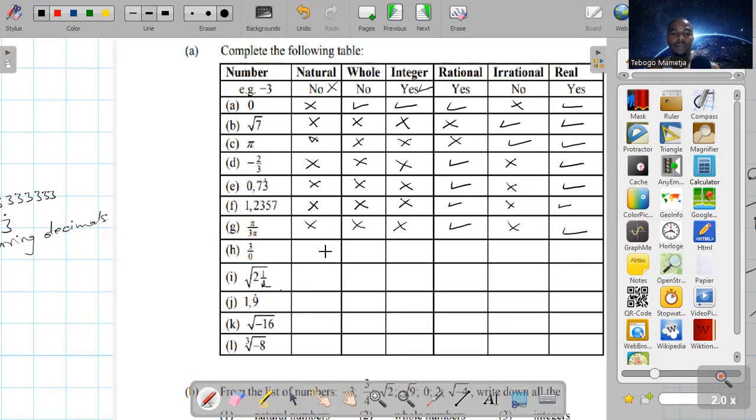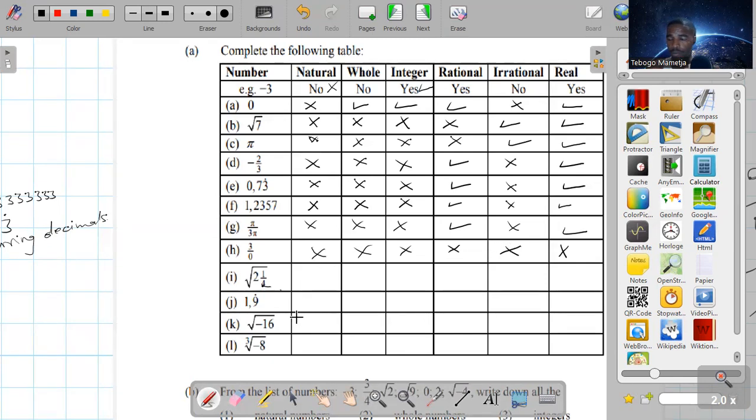So number H is 3 divided by 0. If we divide a number by 0, like I indicated before, your calculator will indicate undefined. So it means even the calculator itself cannot process the number. So is this number natural? No. Is it a whole number? No. Is it an integer? No. Is that rational? No. Is that irrational? No. So this number is neither rational nor irrational, because it does not fall under either of them. So is that number real? No. This number is non-real because it gives us an error or undefined on a calculator.